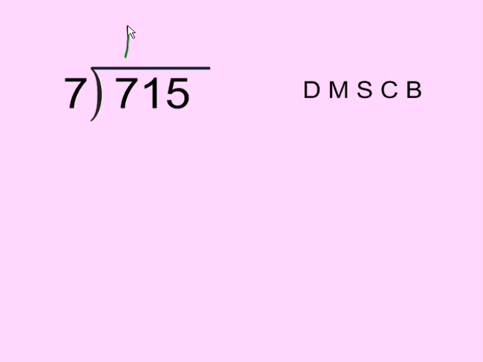7 goes into 7 one time. 1 times 7 is 7. Now I subtract. 7 minus 7 is 0. 0 is less than 7, so I can check that off. And then I bring down the 1.